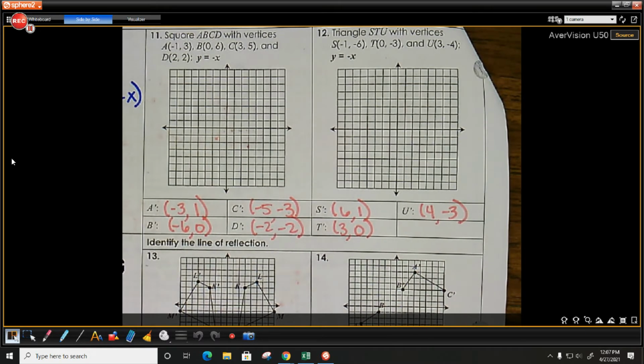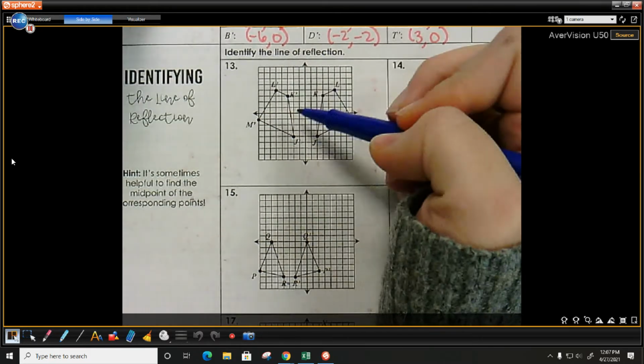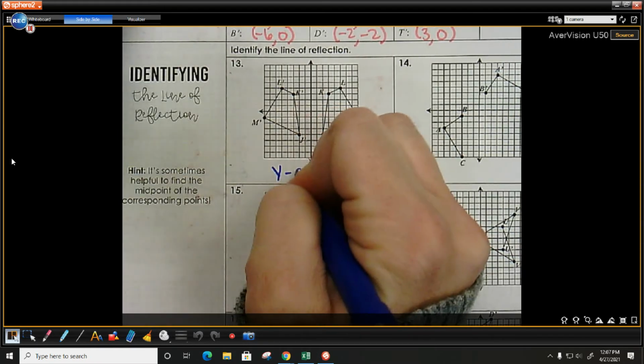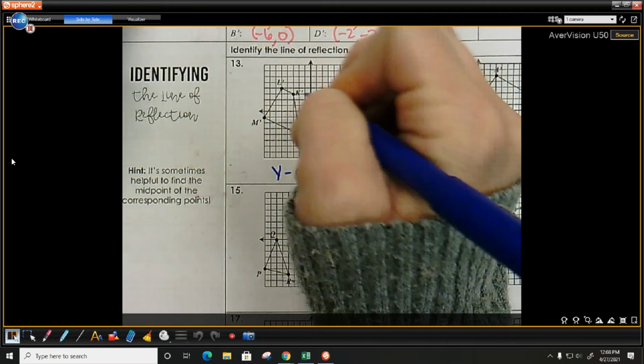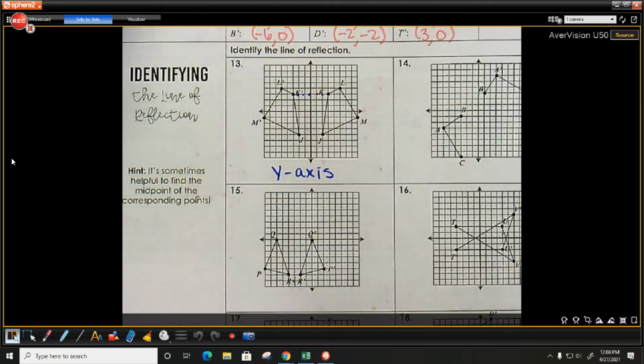Okay, now we have to find what the rule is. Where are we reflecting over? Looking at this first one, where do you think we're reflecting over? The y-axis. If you look, is point K 1, 2, 3 away, and K prime is 1, 2, 3 away? Yes. So it's the y-axis.